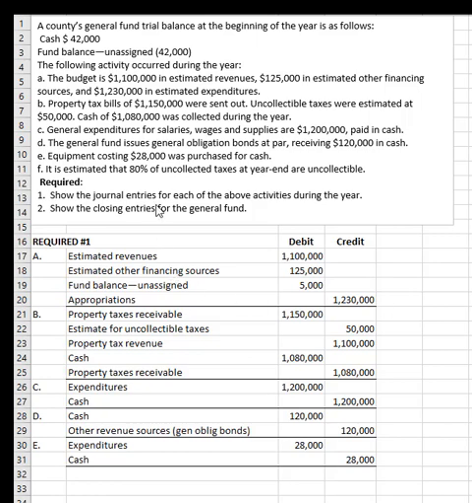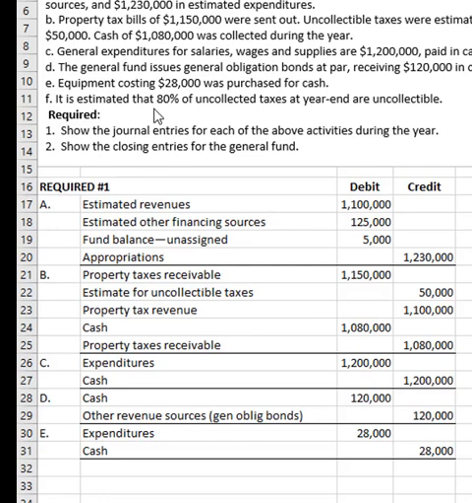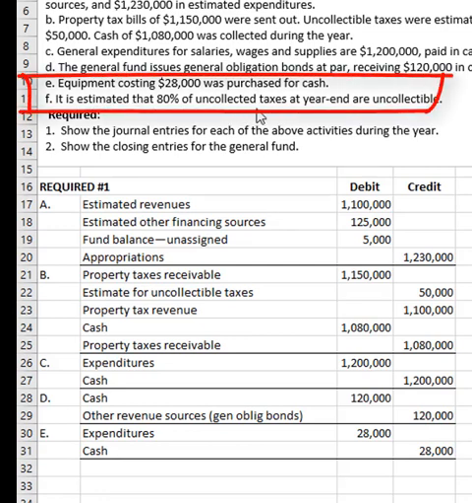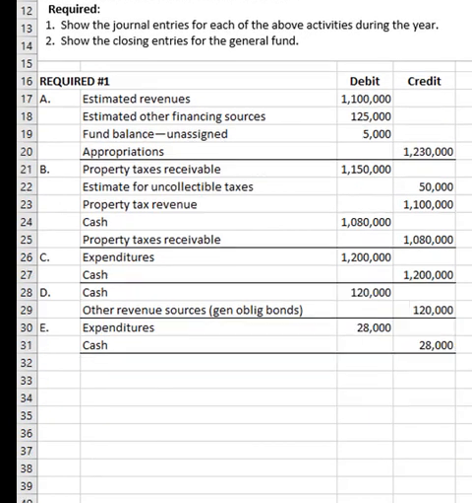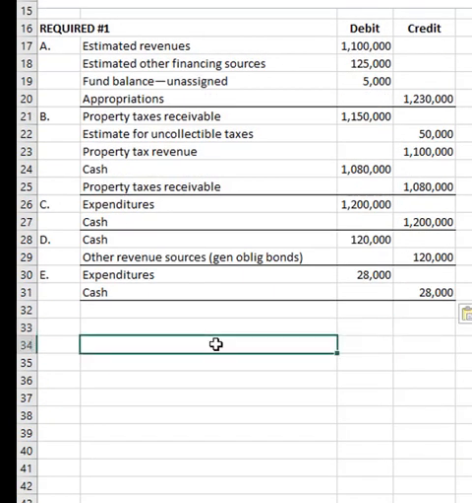All right, now it's the end of the period, and they are estimating, given where they are now, that 80% of the uncollected taxes at year end won't ever be received. So let's do a little T account and see what that's going to be. So we should call it property taxes receivable.